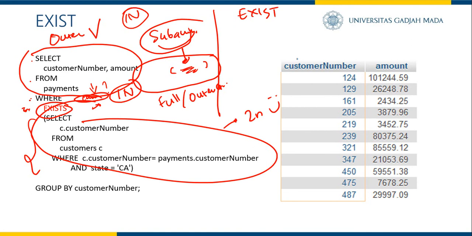So it's a different scheme. In the IN, it will check the subquery first. It will do the subquery first and then do the outer query. But in the EXISTS, it does the outer query first and then checks whether it also exists in the subquery. So the approach is a bit different.